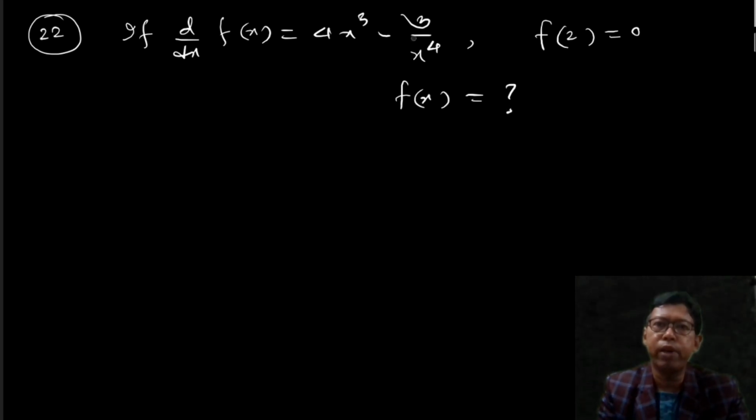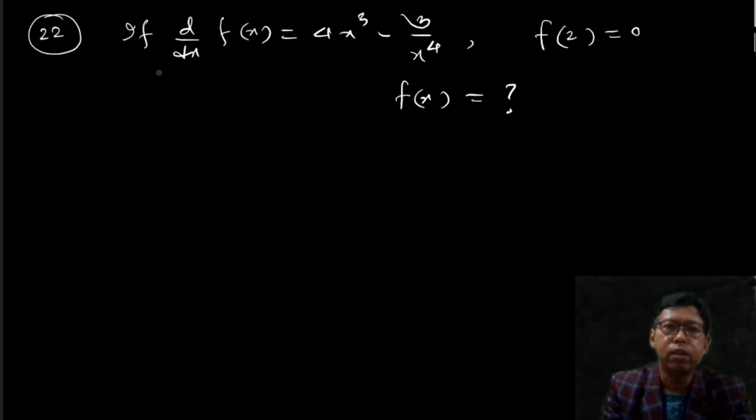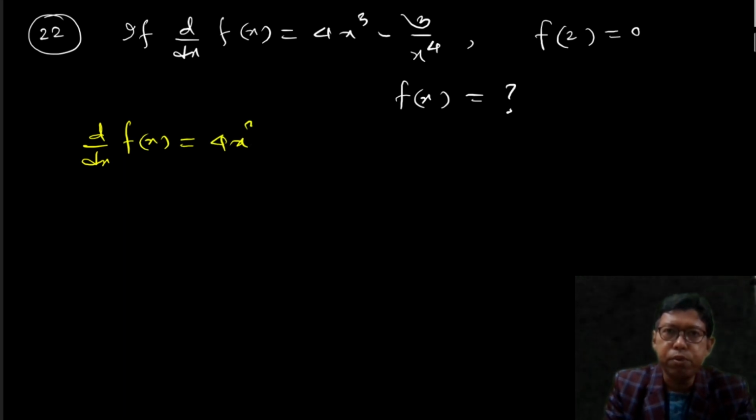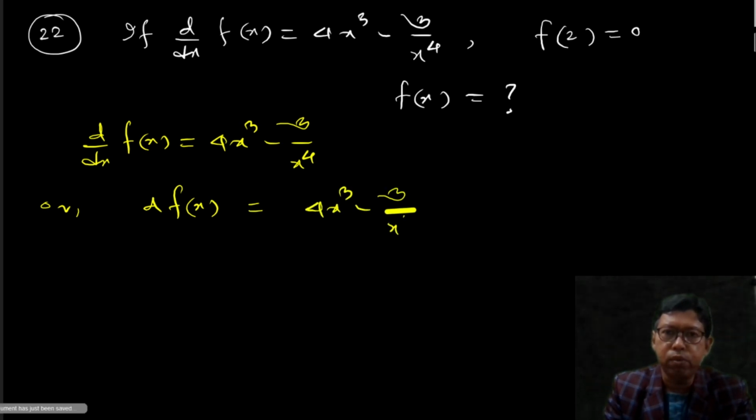f prime of x is equal to 4x cube minus 3 upon x to the power 4, and f of 2 is given 0. Then what is the function f of x? Okay, so what is given? d by dx of f of x is given. Again, you write this one, 4x cubed minus 3 upon x to the power 4. Now this is d of f of x equal to 4x cubed minus 3 upon x to the power 4 dx, isn't it? Now integrate both sides.